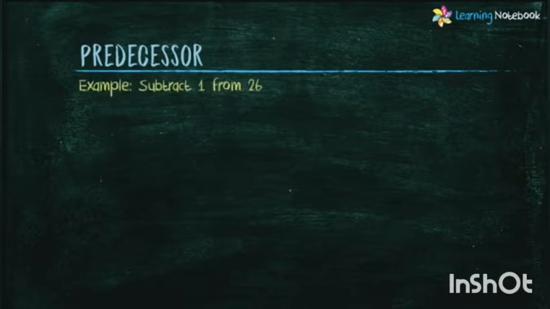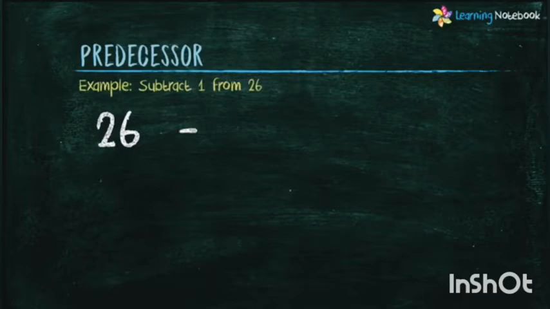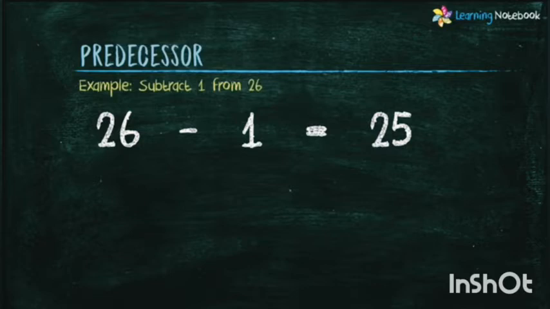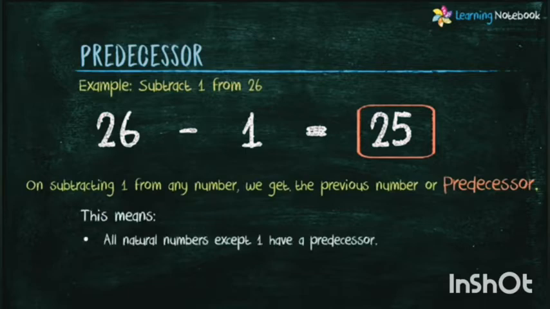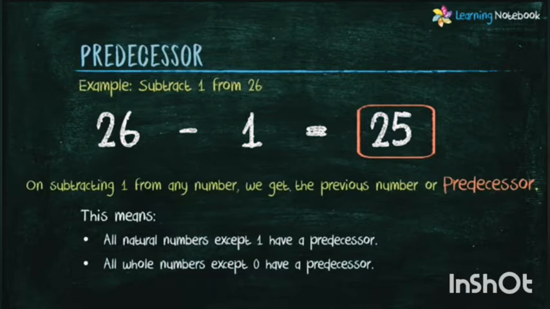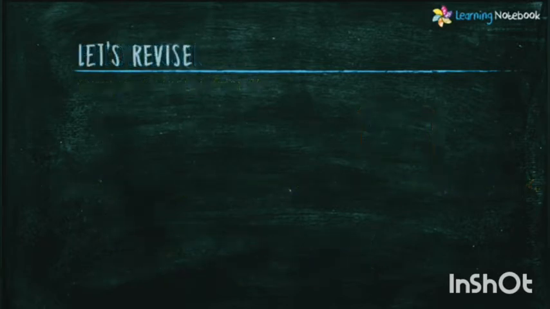Next one, predecessor. For example, we take subtract 1 from 26. So here 26 minus 1 is equal to 25. So on subtracting 1 from any number, we get the previous number, or predecessor. This means all natural numbers except 1 have a predecessor. All whole numbers except 0 have a predecessor.